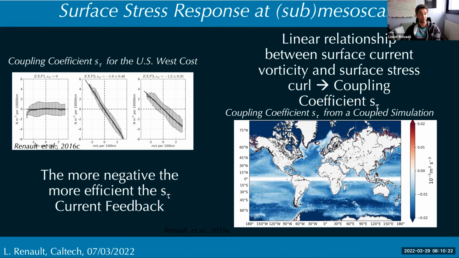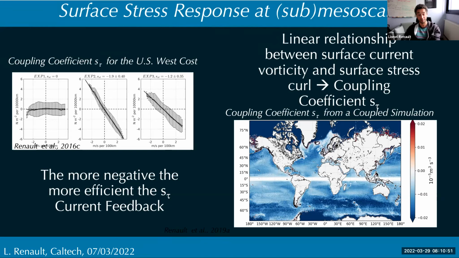In the second case, the wind is prescribed, so it cannot react to the currents. But we can see that we have a clear linear, negative relationship between the surface current vorticity and the surface stress curl, with a negative slope. That means that, for example, a positive current vorticity will induce a negative stress curl right on top of it. So it will have a spatial coherence.